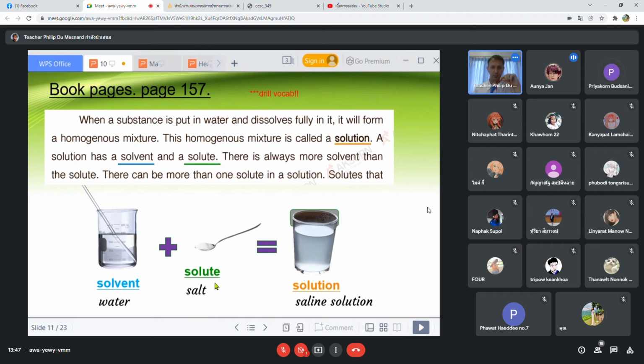Solute, solvent? Nope. Solution. Solution. Good job. Grape juice, solution. Orange juice. Solution. That's right. Salt water. Solution. Yeah. So the salt water you get in the sea, it is a solution.